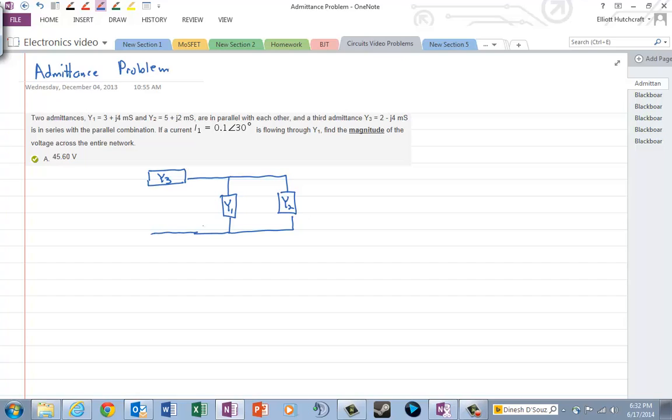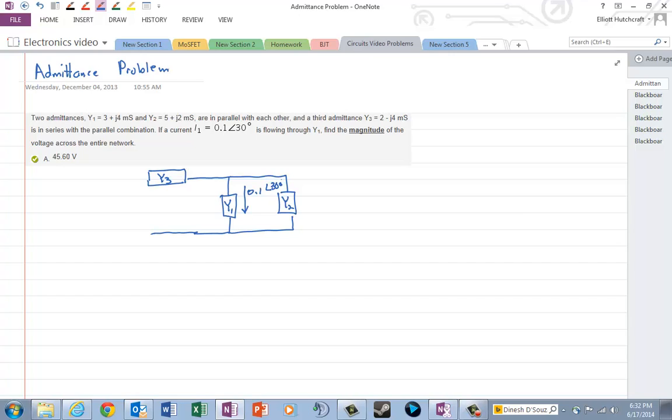It says if a current I1, 0.1 angle 30, is flowing through Y1, find the magnitude of the voltage across the entire network. Okay, so I'll assume that they're having this 0.1 angle 30 going down here. Obviously they probably should tell you which way it is flowing through there, because that would reference the voltage in one way or the other. I'm going to assume it's flowing down, and so that's what we're going to work with.